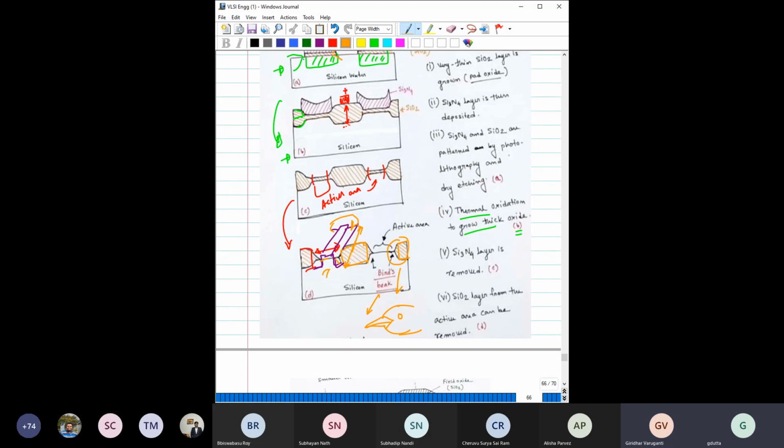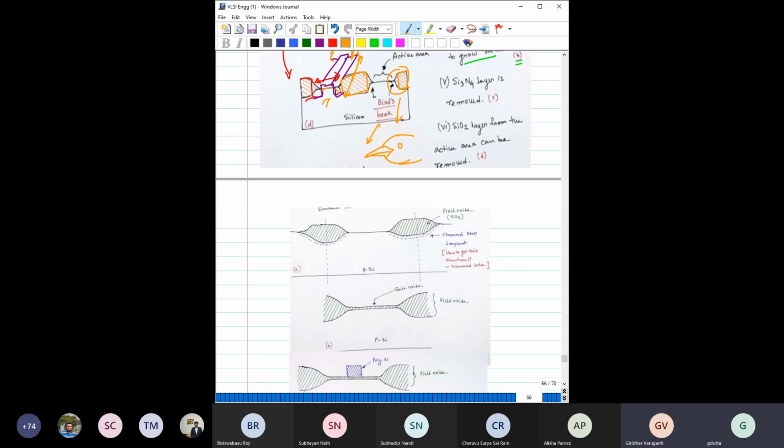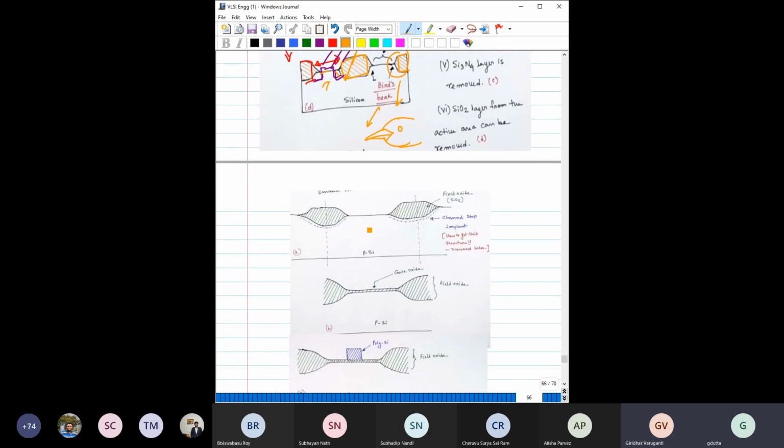So now we are in a position where we understand what isolation is, and we have also understood what this LOCOS process is. But we are yet to do the fabrication process. So after this, you will end up with this type of structure, which is called the field oxide.